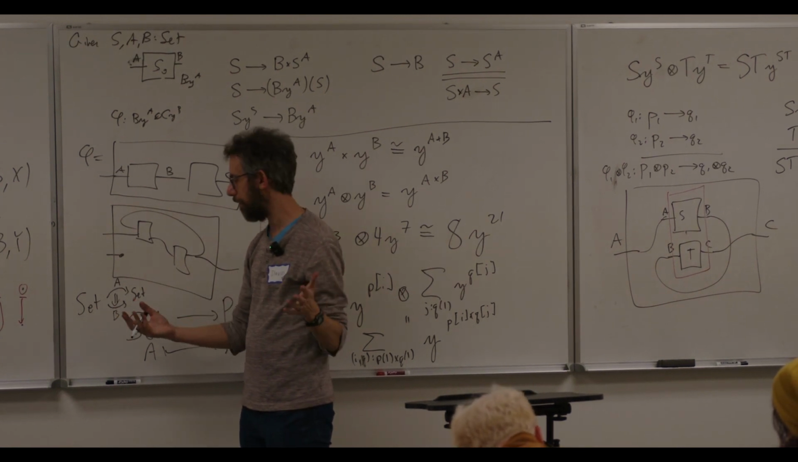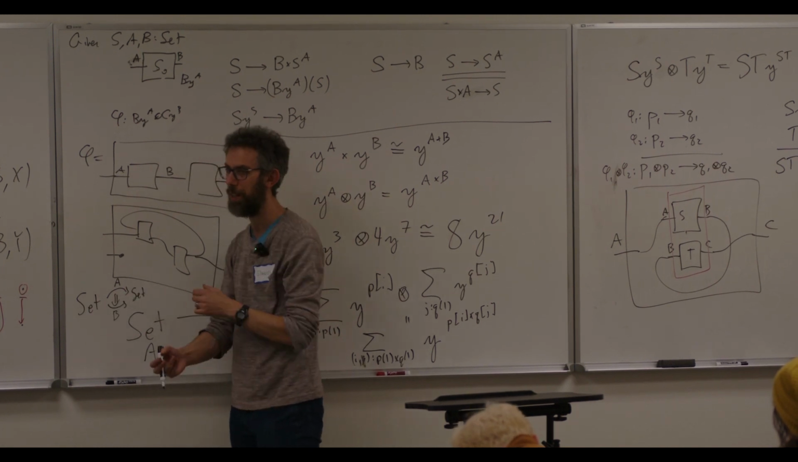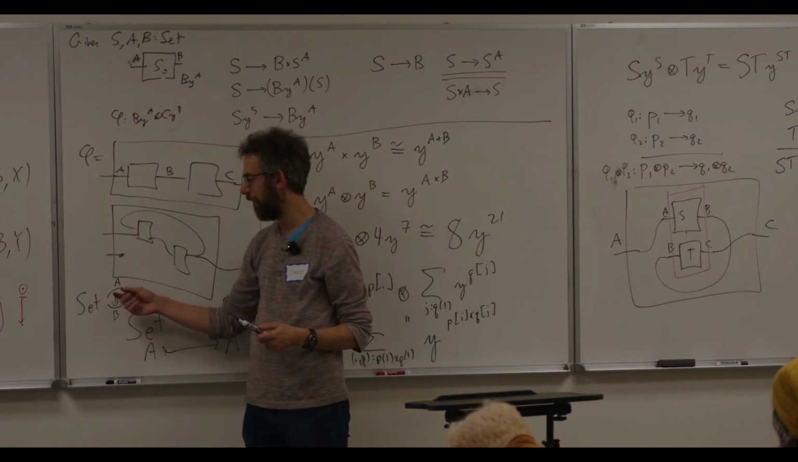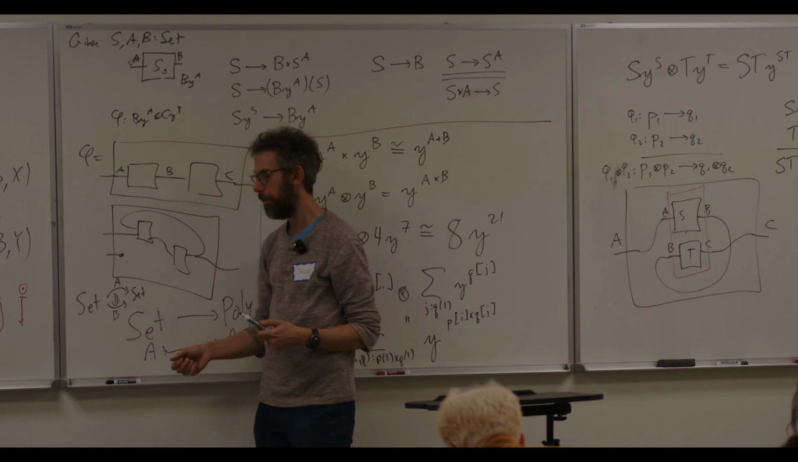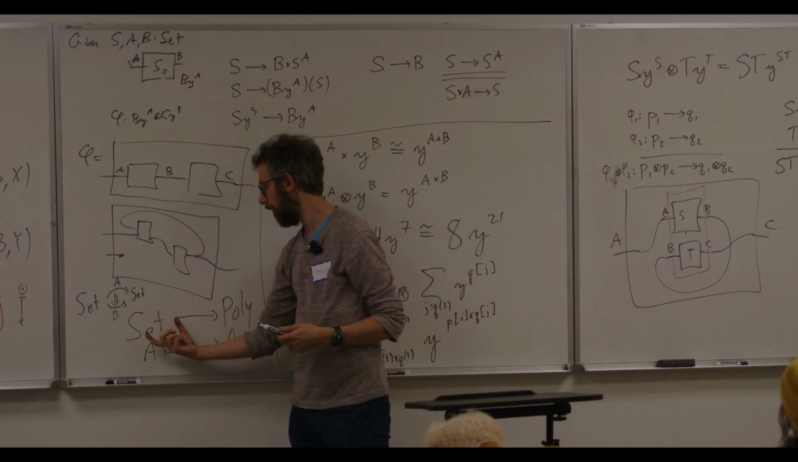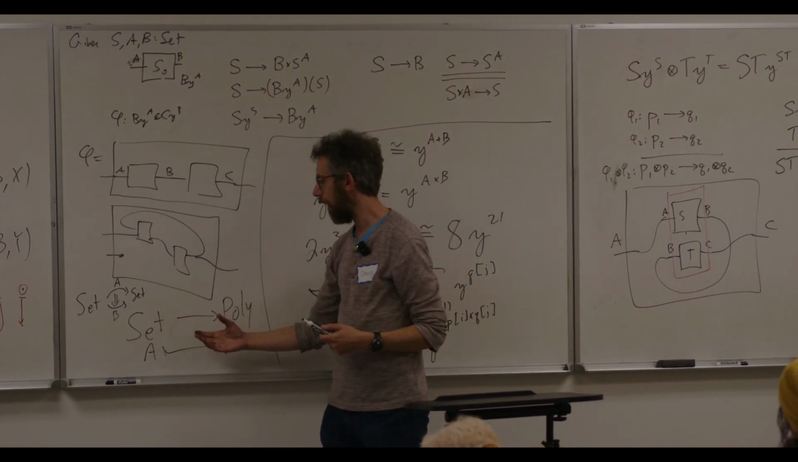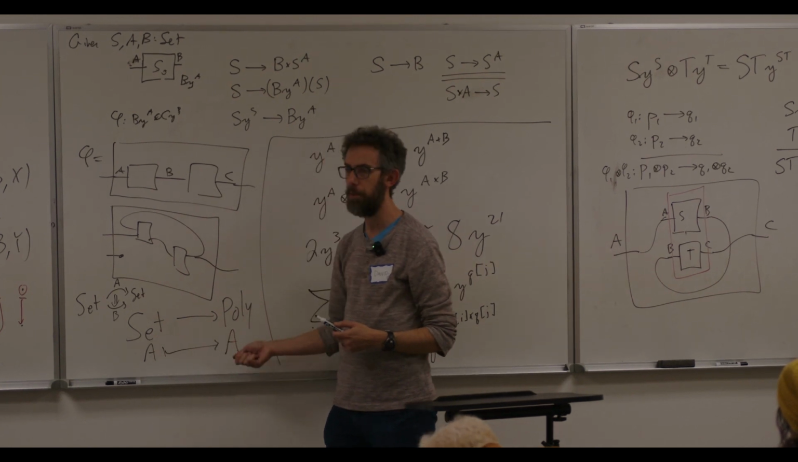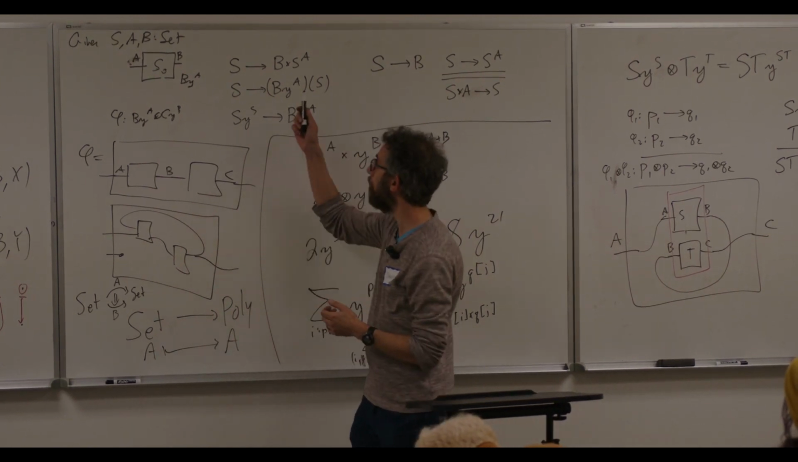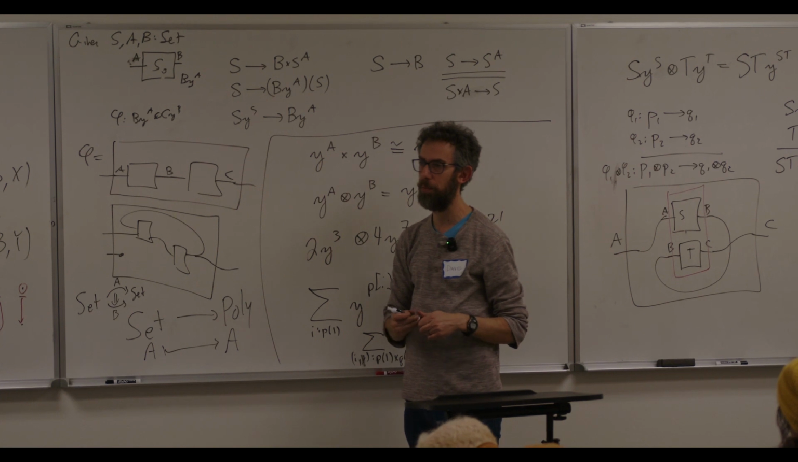Seems like a lot of data to give a natural transformation between two functors. But if they're constant, there's very little data. It's just a function from A to B. So if I have a set, I get a polynomial, just the constant. And if I have a map of sets, a function, I get a map of those polynomials. And so every time I'm writing a set on the board, I'm also writing a polynomial on the board.